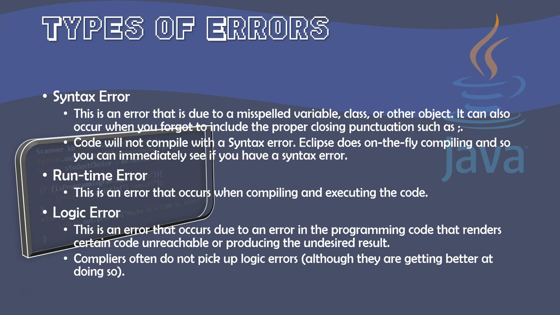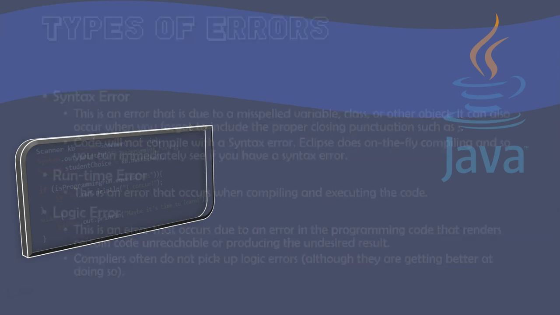This is what's known as a logic error. This is an error that occurs due to an error in the programming code that renders certain code either unreachable or produces an undesired result. Compilers don't often pick up logic errors, though they get better at doing so. Most of the time, these are things that are in our algorithm that we're going to need to go back and fix, or maybe something in how we implemented our code structure needs to be tweaked or modified.